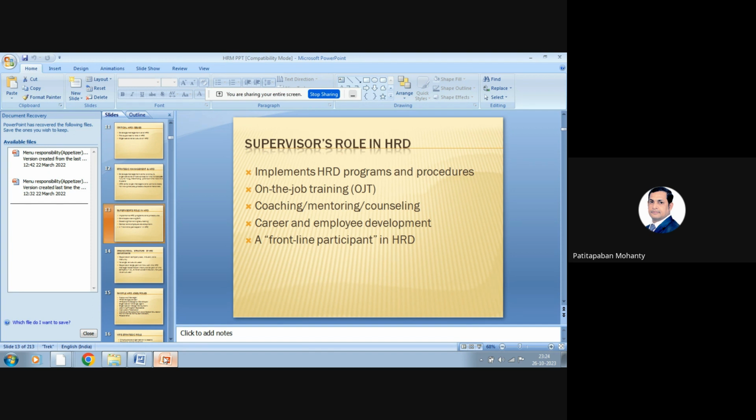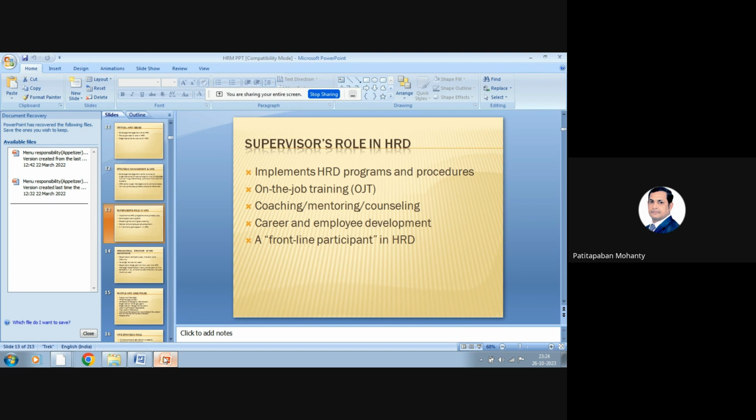And for that, coaching, mentoring, and counseling on behalf of the leader is required because it creates a motivating factor among the employees. It creates happiness. Your everyday employees get delighted. So coaching, mentoring, and counseling creates a kind of psychological well-being among the employees.